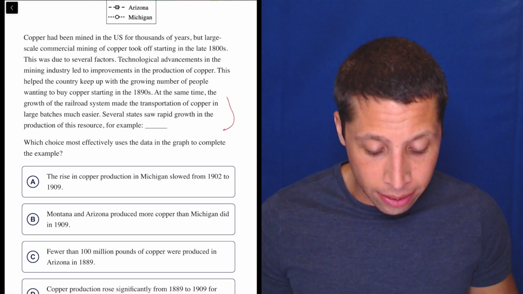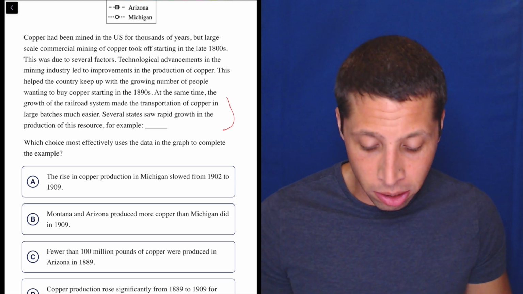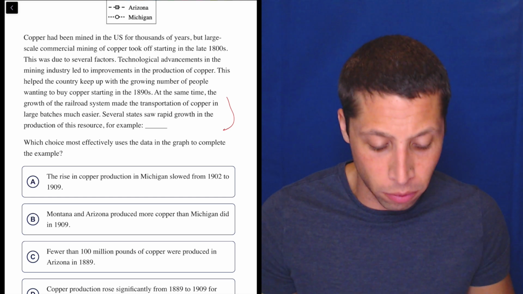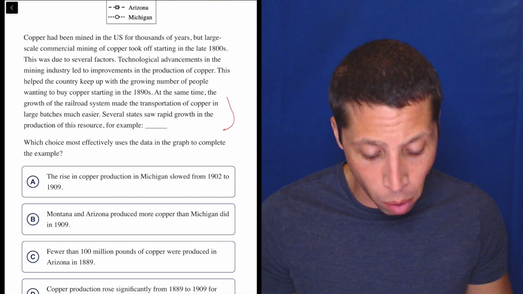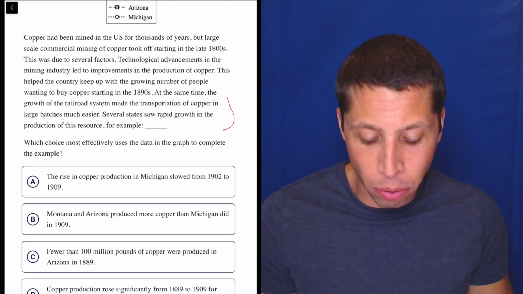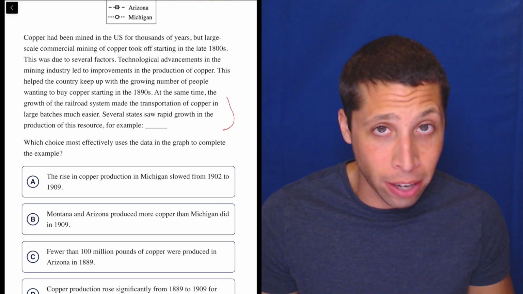Copper had been mined in the United States for thousands of years, but large-scale commercial mining of copper took off starting in the late 1800s. This was due to several factors. Technological advancements in the mining industry led to improvements in the production of copper. This helped the country keep up with the growing number of people wanting to buy copper starting in the 1890s. At the same time, the growth of the railroad system made the transportation of copper in large batches much easier. None of this matters right now.